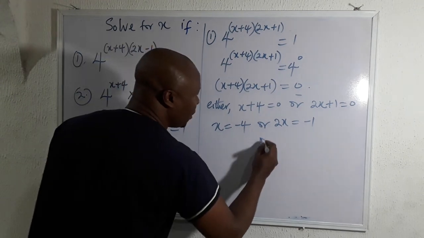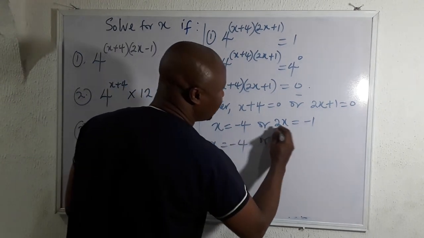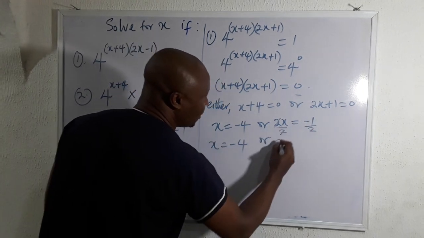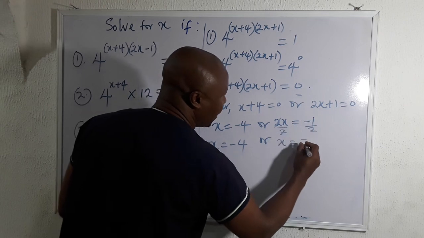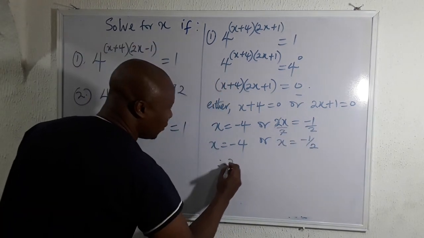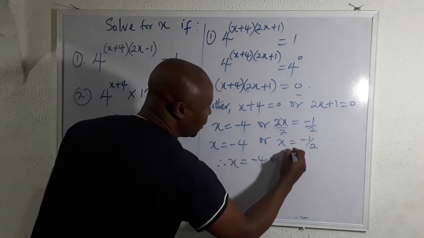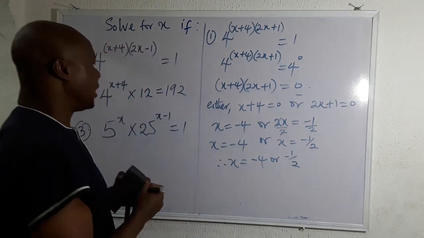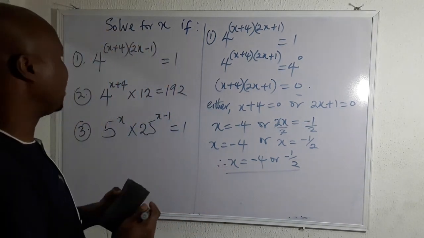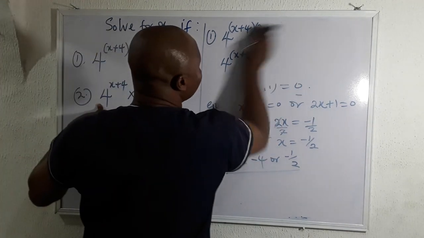So again, this is x is equal to minus 4. Now we divide both sides by 2 here to get the value of x. So 2 into 2, we are left with x is equal to minus 1 over 2. Therefore, x is equal to minus 4 or minus 1 over 2. That is pretty much it on question 1. So now let us see how we can solve question 2.